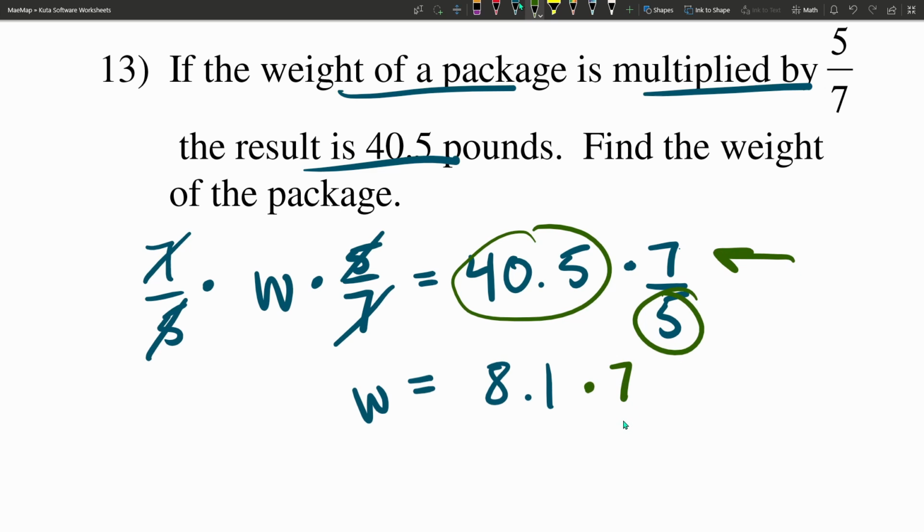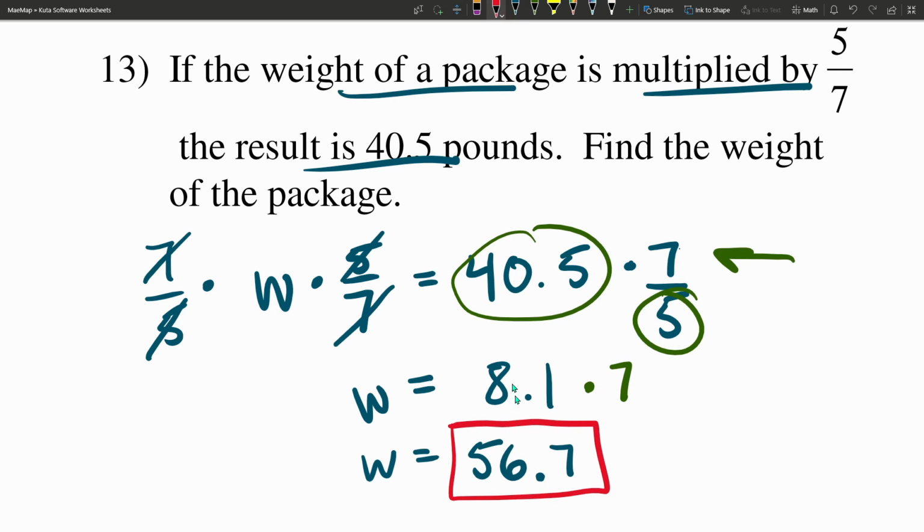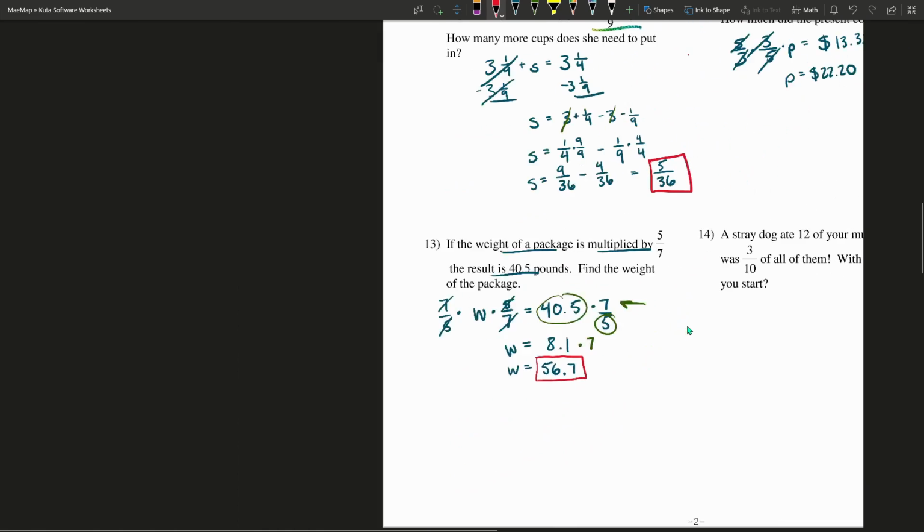So multiplying by 7, we're going to get that W equals, let's try this one in our head. 8 times 7 is 56, and 1 times 7 is 7. So 56.7 is the total weight of the package. And if you had any difficulty at all doing this in your head, feel free to do it out long ways. Double check with a calculator if you think you have the answer right. But I recommend not starting with a calculator. A calculator is a great double check, but don't become reliant on it. Let's move on to number 14, our last problem on this worksheet.